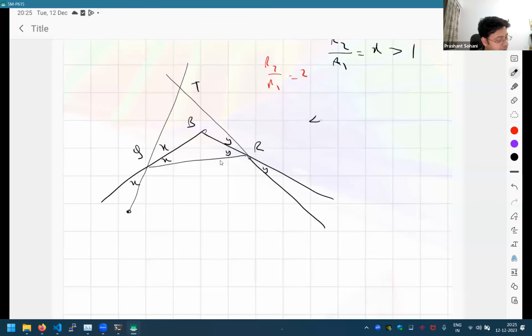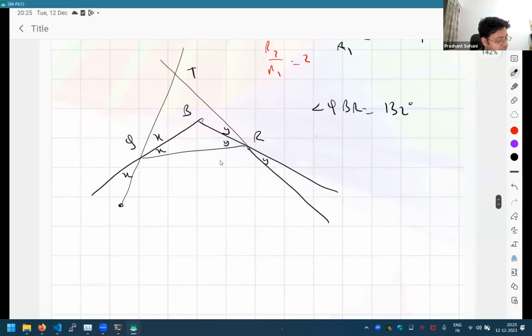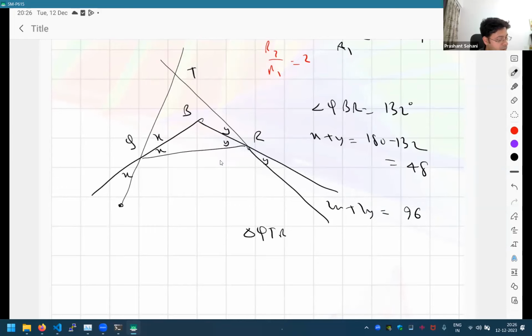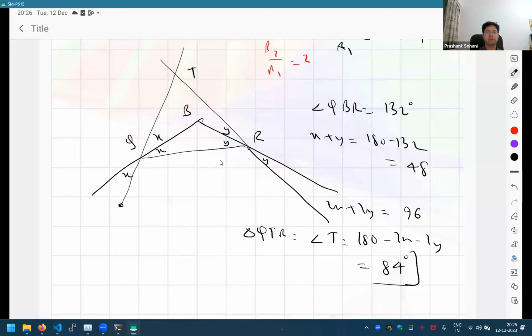So in this, the angle QBR is given to be 132 degrees. And so therefore I can find x plus y in triangle BQR is going to be 180 minus 132, which is 48. And so if x plus y is 48, 2x plus 2y is going to be 96. And what is 2x plus 2y? In triangle QTR, I can find angle T is 180 minus 2x minus 2y. So the answer turns out to be 84 degrees. So that was all that was there to this question. I mean, just geometry, really speaking.